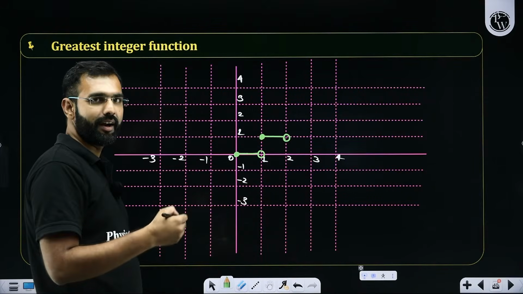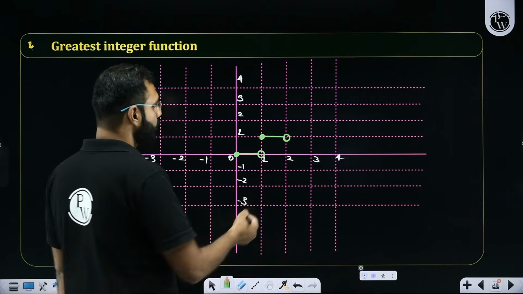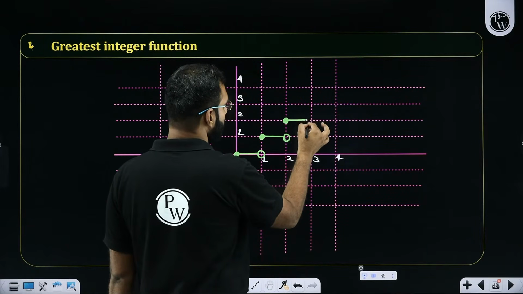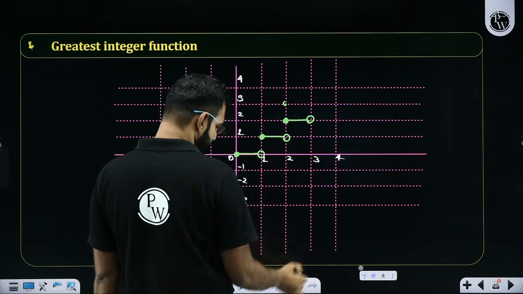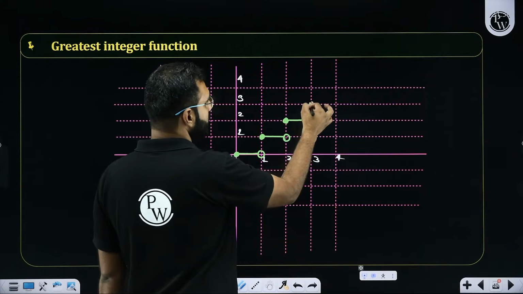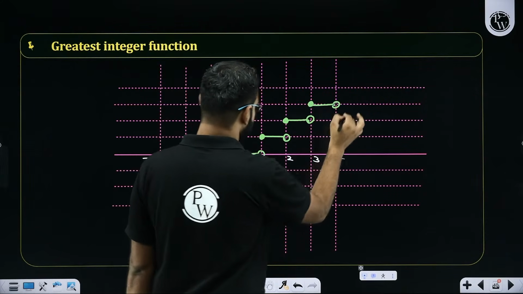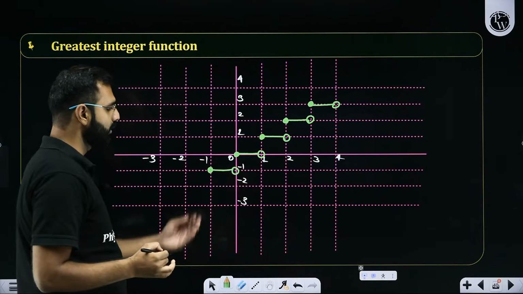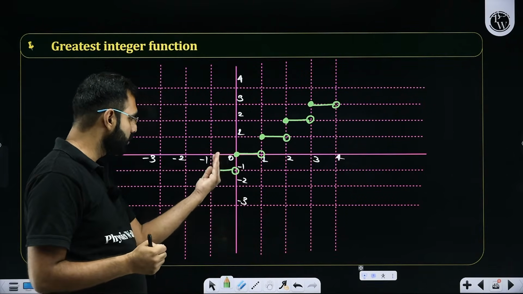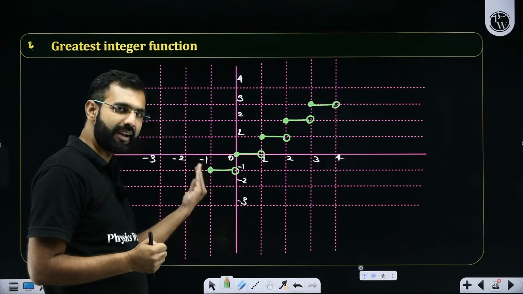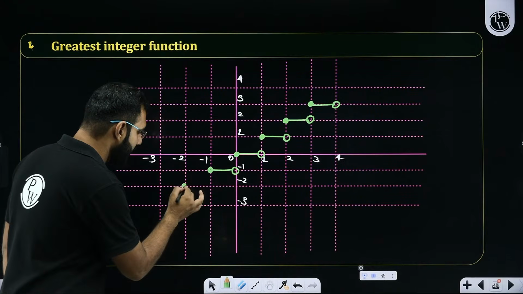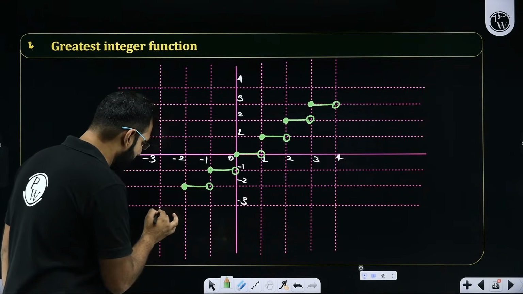At 2, the graph will be what? 2. So 2, 2.1, 2.3 and so on until 2.9, the GIF will be 2. But at 3, it will be 3. Yes or no? So are you seeing something really interesting? I hope you understood the pattern now. You can clearly see that all the values -0.1, -0.2, -0.3 until -0.999 until -1, they'll have their GIF as -1. So I think we indeed have cracked the pattern now.